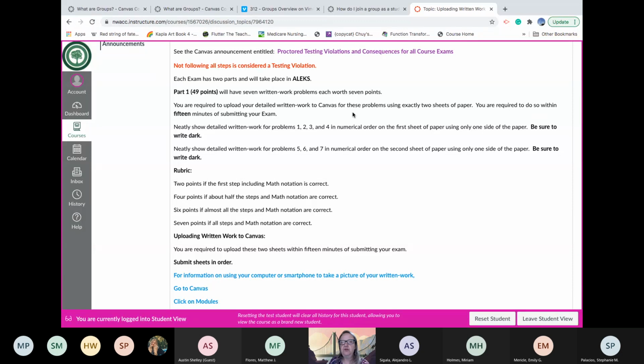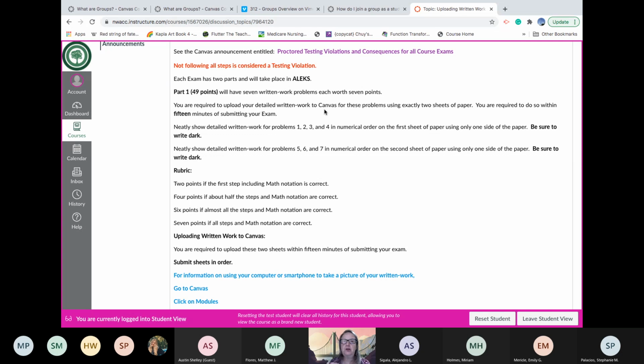You are required to do so within 15 minutes of submitting your exam. So you've got the first sheet of paper is for that special announcement you can have by your side when you take the test. The next 2 sheets are for your written work required problems. So you have 7 problems, and you can put 4 on the first page and 3 on the second page, and you've got a little bit of wiggle room there since there are only 3 on the second page.